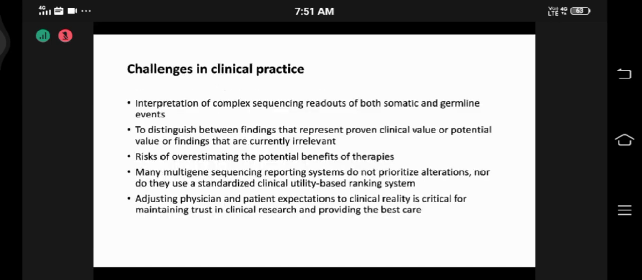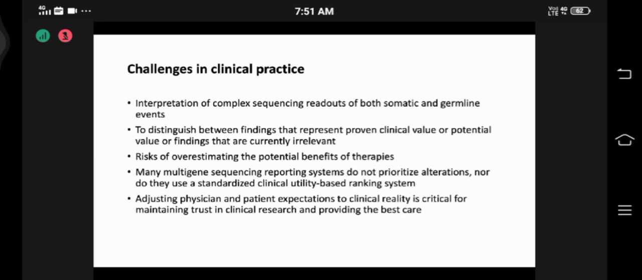So we do the test, but we know there are a lot of challenges in clinical practice. What are the challenges we face? We get a lot of information, and the interpretation of these complex readouts of both somatic and germline genomic events is not very easy. And it's very important for us as clinicians to understand whether this information is relevant to our patient or not. We have to distinguish between the finding you get and whether there's clinical value with it. Is it actionable or is it non-actionable? We can't say that we find an abnormality and we treat all these abnormalities saying we'll get an answer. That's not the reality of the situation.